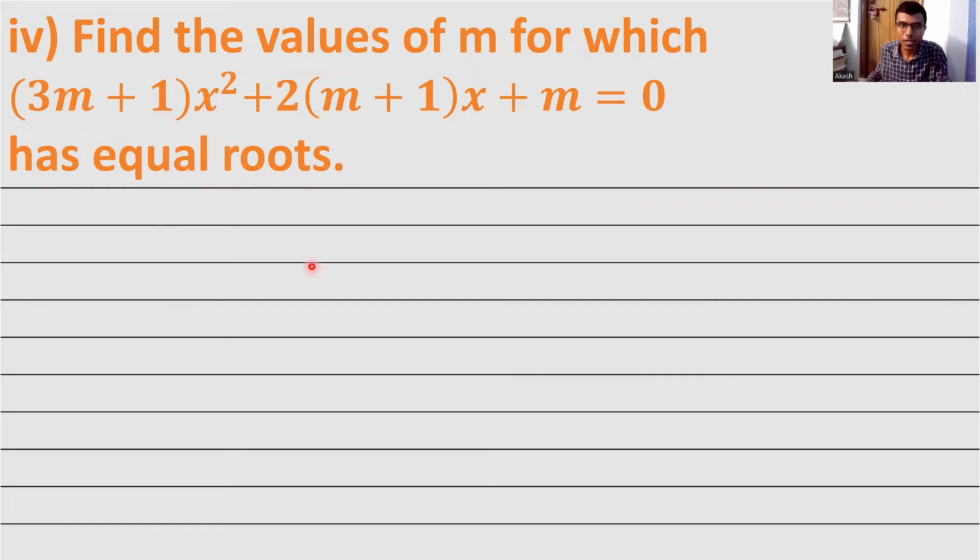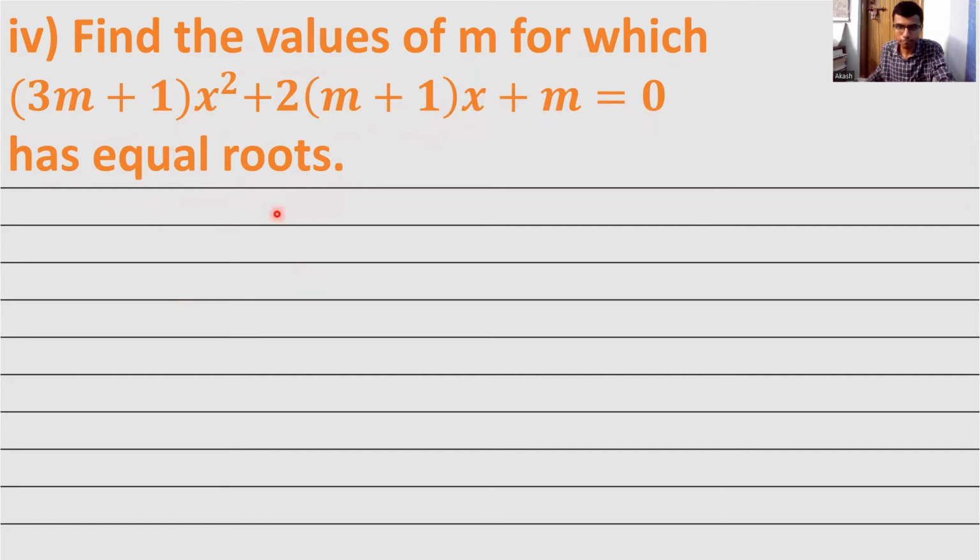Hello learners, another question on how to find the value of m if it is given that the quadratic equation has equal roots. So here, again the equation is in the standard form. By standard form, I mean that it is of the form a x square plus b x plus c, okay? Everything in the right place.